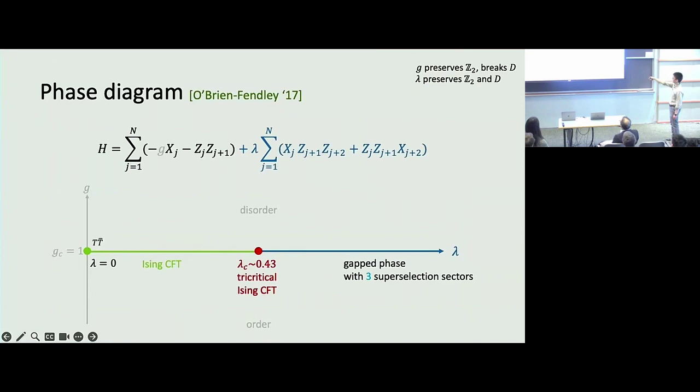You start with a critical Ising CFT, and when lambda is very close, this deformation actually corresponds to the TT bar deformation. And TT bar deformation is irrelevant, so there's an open region where it stays the Ising conformal field theory. Then it hits a tricritical Ising point. And then after that point, they find a gap phase with three very low-lying states whose energy splitting is exponentially small in the volume. So in the infinite volume limit, it becomes a gap phase with three superselection sectors.